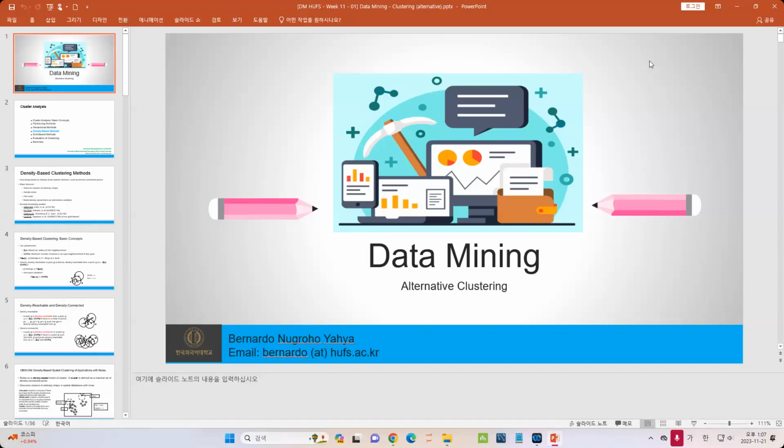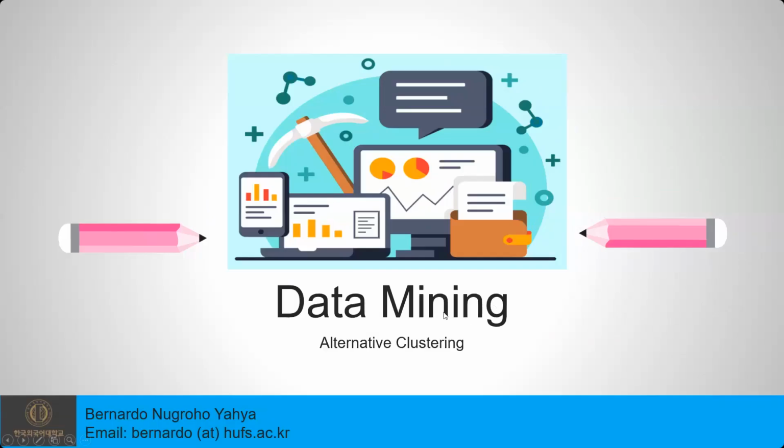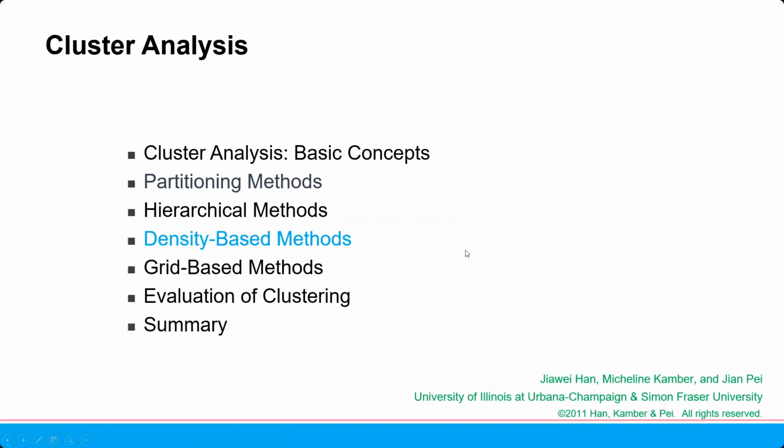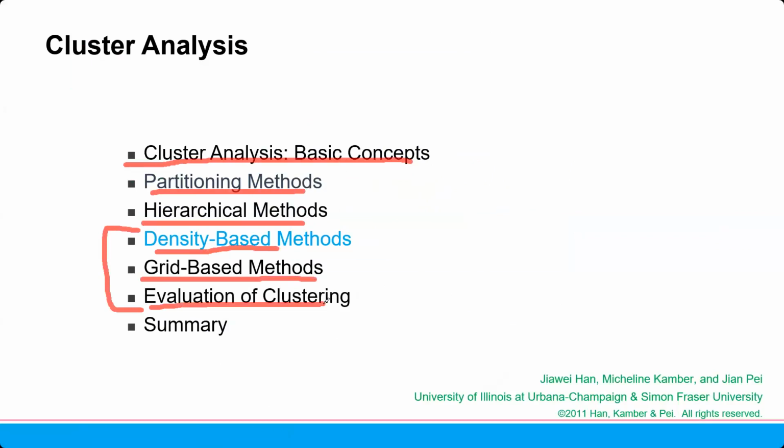So in the alternative clustering, we are going to learn some additional clustering methods. If you look at the previous chapters about clustering, you learned about the basic concepts, then the partitioning methods, and the hierarchical methods. So in this section, we are going to learn the density-based methods, then grid-based methods, and then how to evaluate the clusterings.